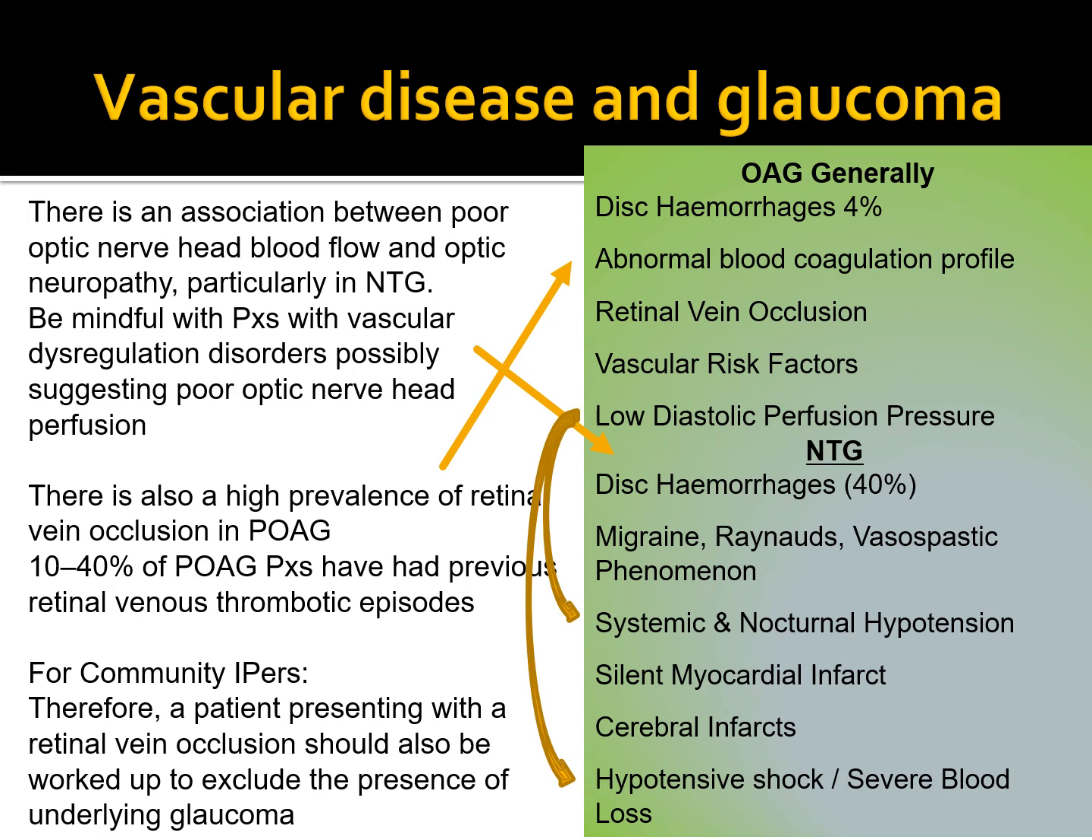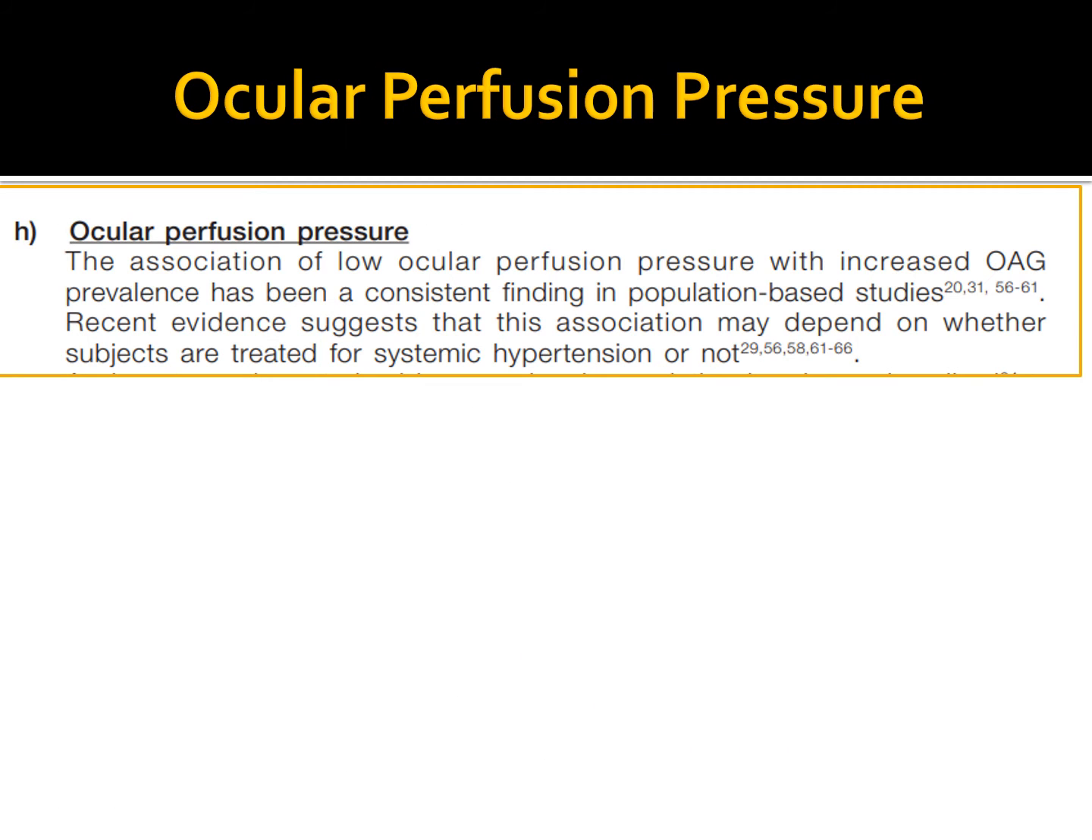Low diastolic perfusion pressure. I've used this term a few times, and I'll get onto it in the next slide, I think. And it links with systemic and nocturnal hypertension and hypertensive shock and severe blood loss. So let's finally describe this thing, ocular perfusion pressure.